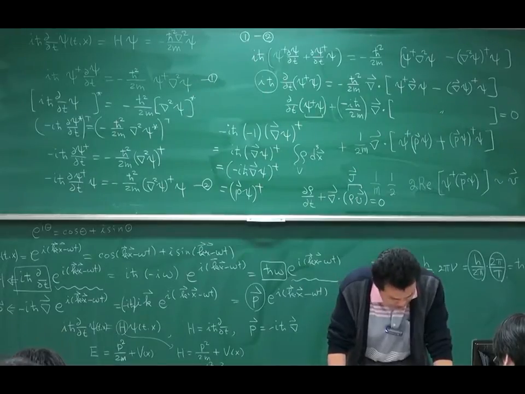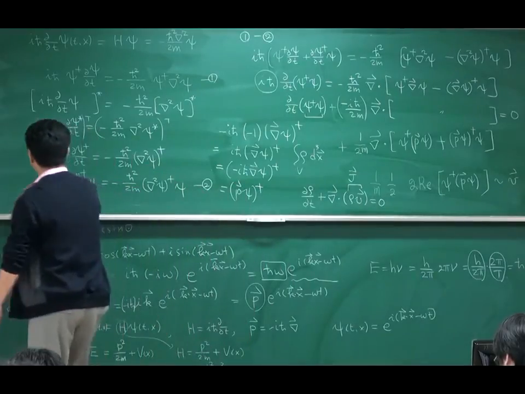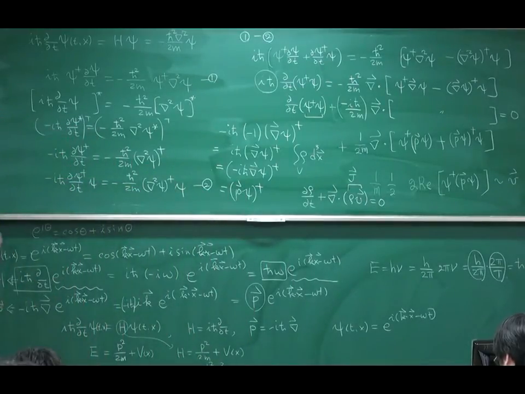Okay. That is the basic idea to construct the Schrödinger equation. But we would like to follow the very similar way to construct the relativistic equation of motion for free particle. That is called the Klein-Gordon equation.